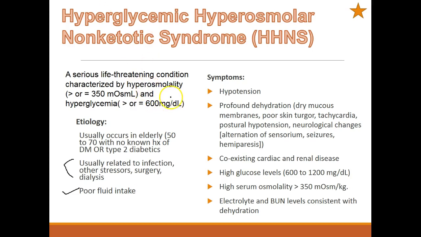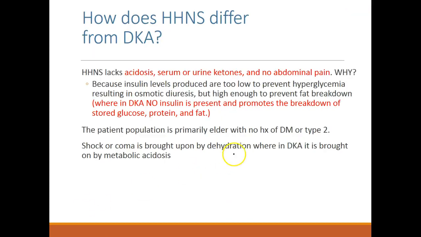So it's going to be characterized as hyperosmolarity of greater or equal to 350, and extremely high glucose levels of equal or greater than 600. Symptoms: hypotension, profound dehydration, so know your signs and symptoms of fluid volume deficits. Again, high glucose levels, you'll have some electrolyte levels that are thrown off, and BUN that's related to dehydration.